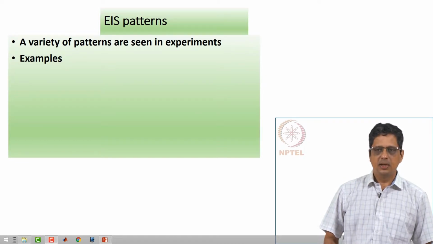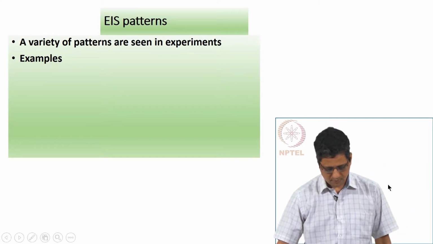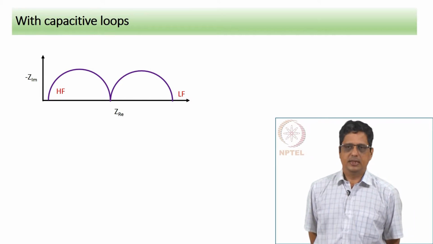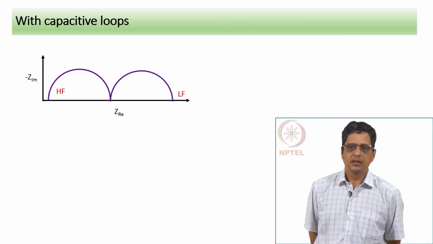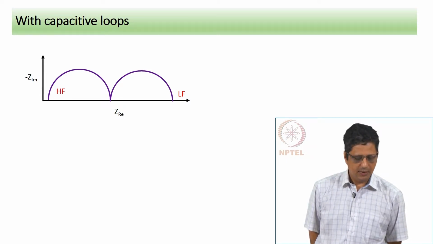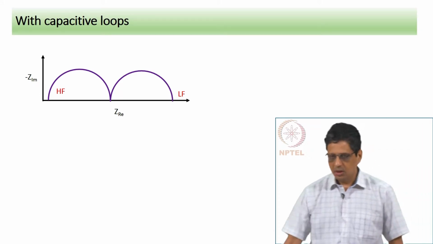Obviously, there are many other publications with probably different patterns, but this gives you an idea of what all is possible. This is one of the simpler ones. Of course, people have seen data with just a semicircle or part of a semicircle. Here, this is an example with two capacitive loops.